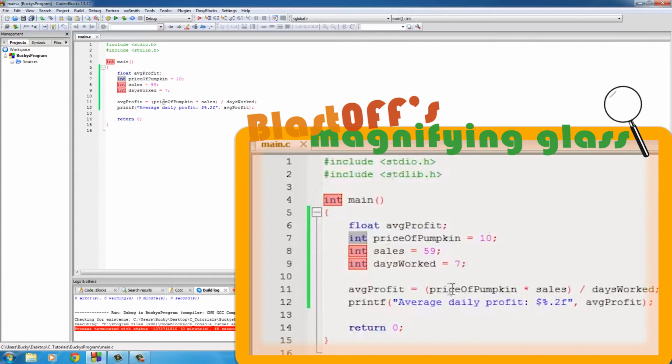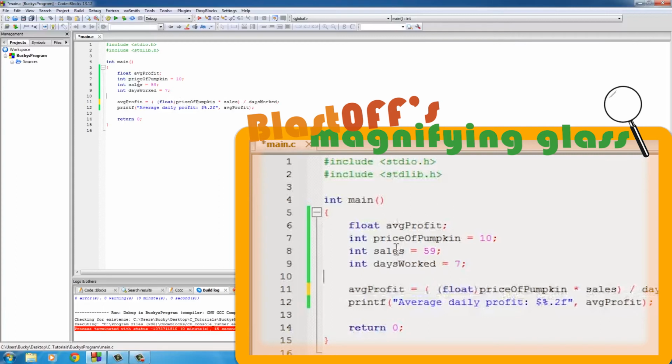Anyways, in order to take these variables and convert them to floats, right before the variable name, add parentheses and type the data type that you want to convert it to. What this does is temporarily change the price of pumpkin, which was an int, into a float. And again, it's not going to change it permanently. If you use it in your program again later on, it's still going to be an int. Just for this line and this instance of the variable, it's going to be a float.